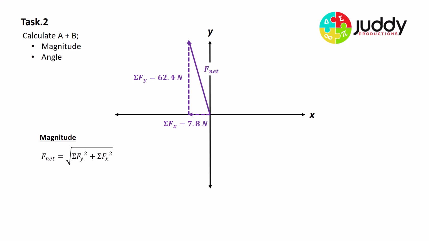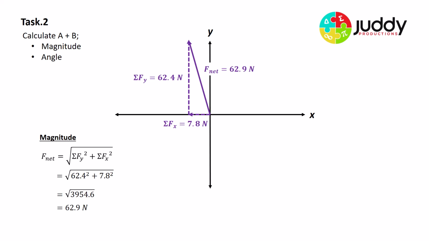Regardless of our technique, we end up with a right angle triangle. We have one side length of 62.4, another side length of 7.8, and we want to work out what the hypotenuse is. So we can use Pythagoras' theorem. We substitute in our values. The vertical was 62.4 and we square it. The horizontal was 7.8 and we square it, and we take the square root of that particular sum. And we end up with a net force with a magnitude of 62.9 newtons.